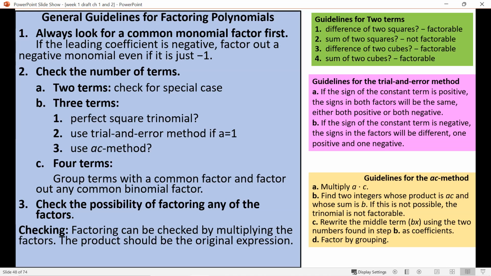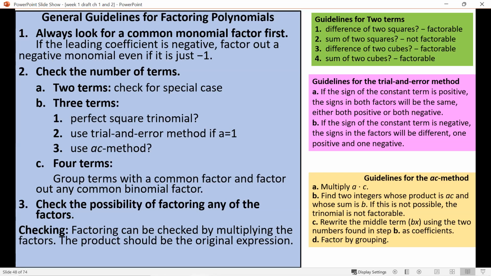If you have 3 terms, ask, is this a perfect square trinomial? Use the trial and error method if your leading coefficient is a 1. That's just where we find the 2 numbers that multiply to c and add to b. And if our leading coefficient is not a 1, then we're going to have to use that grouping method where we split our middle term into those 2 pieces and factor by grouping. If you have 4 terms, you need to group them into terms with common factors and again, factor by grouping, okay?